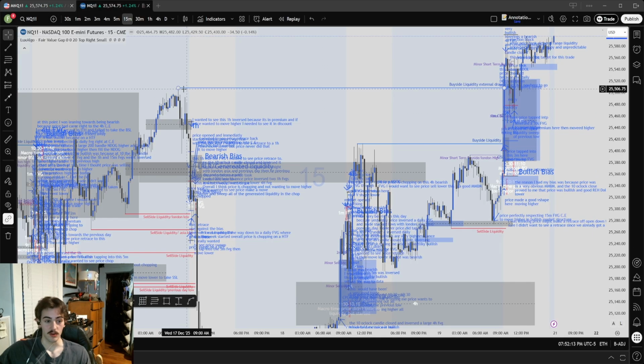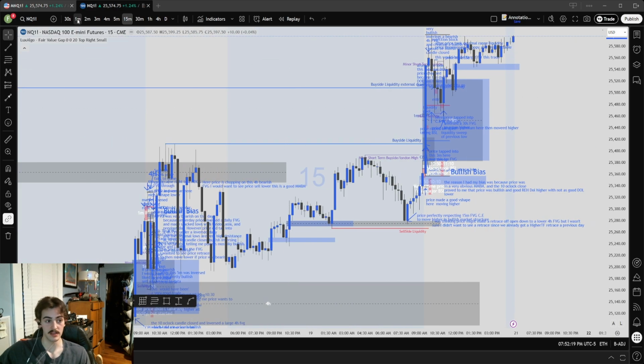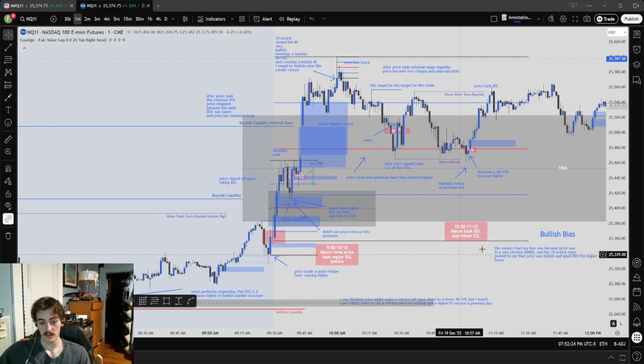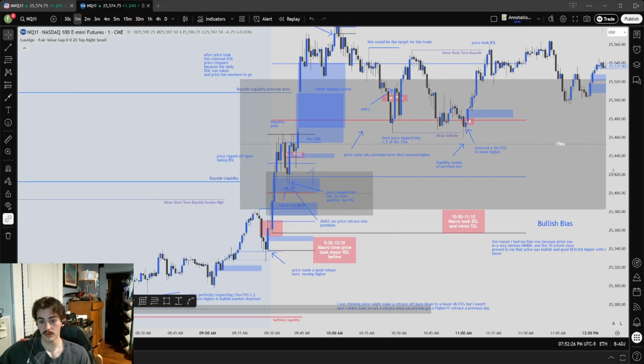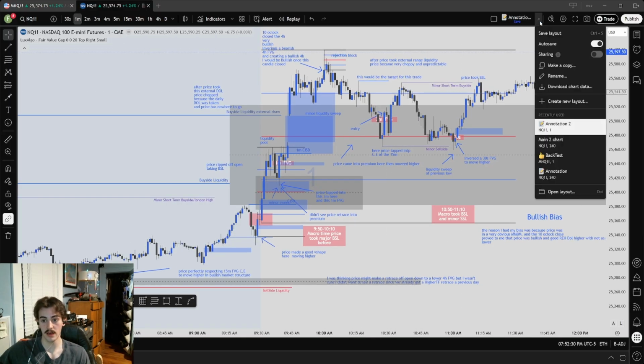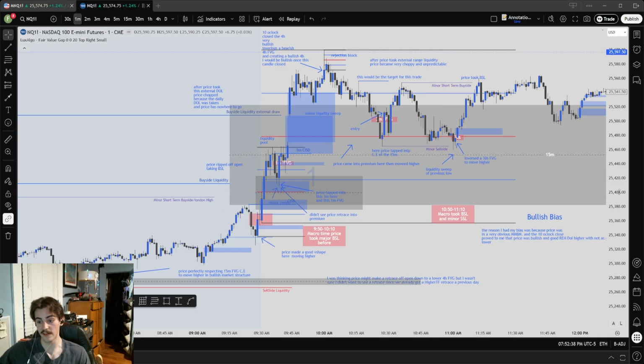We have this external. This is my goal for the day. This is where I want to see price reach to. But we reached it in the first 5 minutes of the trading session. So this is what I do. I annotate everything I see during the trading day on a different layout. I have multiple layouts, an annotation layout. This one is so full actually, it lags my computer. I do this every day. I've been doing it every day.